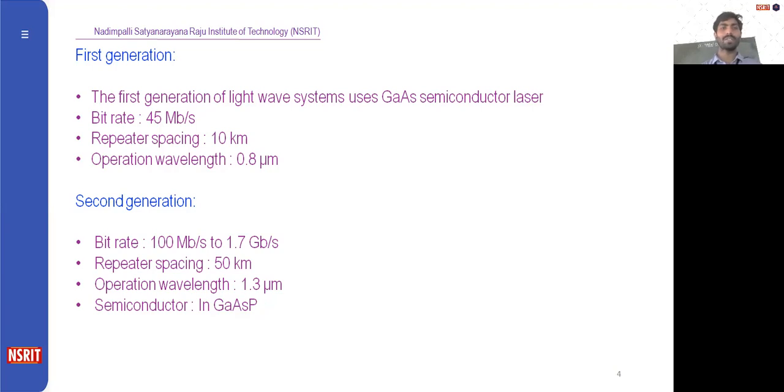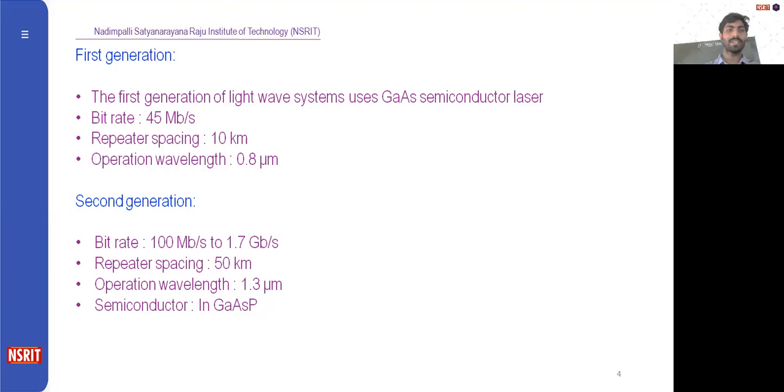The wavelength used is 0.8 micrometers, that is, 800 nanometer wavelength. So in the first generation, we have used 800 nanometer wavelength, and the bit rate that we have achieved is 45 Mbps. Repeater spacing is around 10 kilometers. That is, for every 10 kilometers, there is a requirement of a repeater.